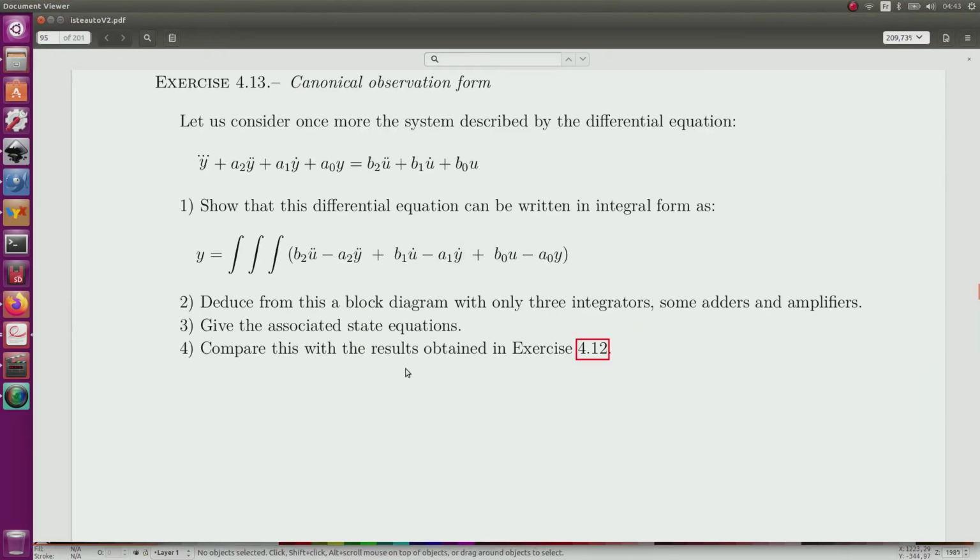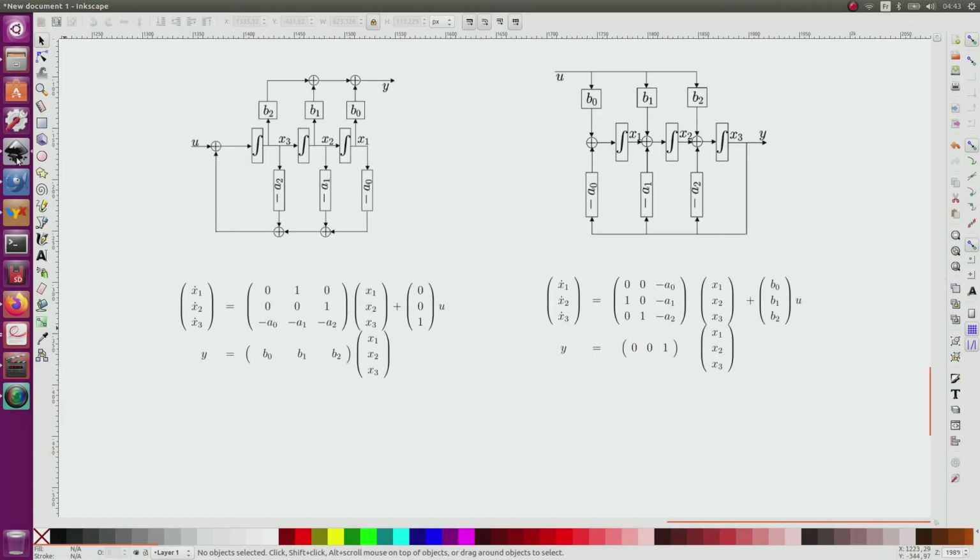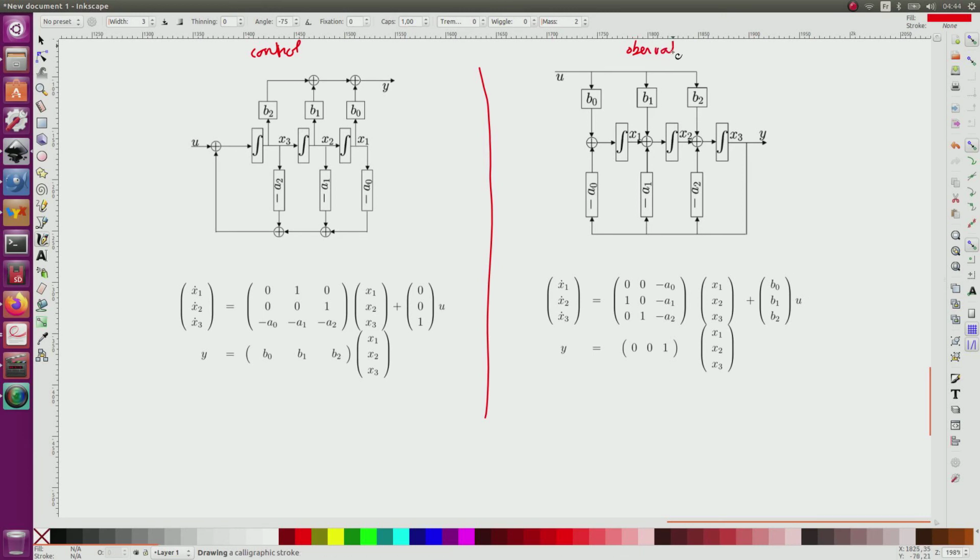Last question, I have to compare the canonical observation form with the previous exercise with both the canonical control form. So I have represented here the two representations. Here the canonical control form, and here the observation form. And I will compare them.